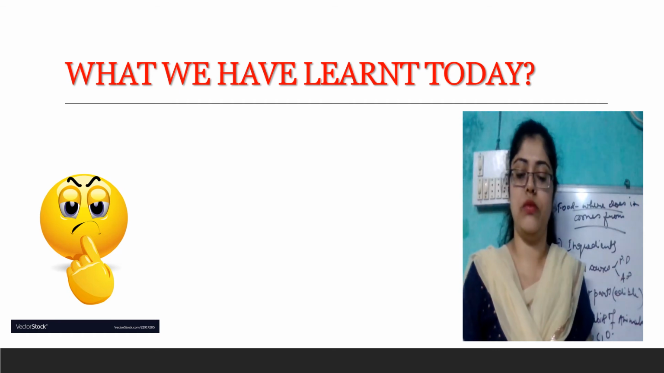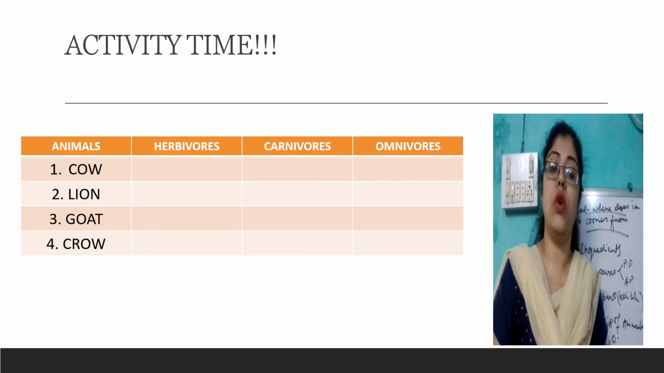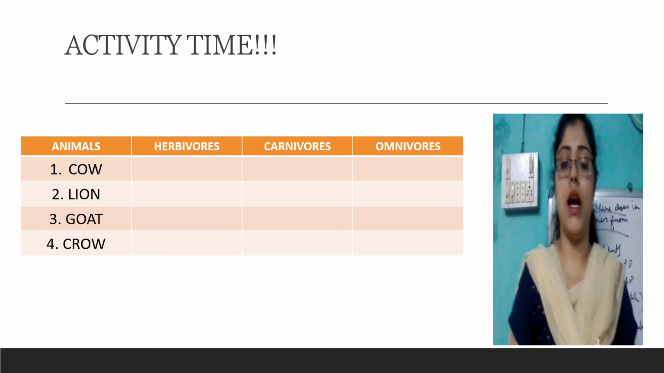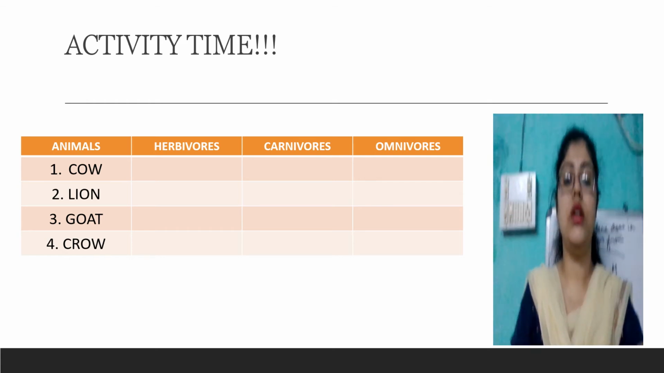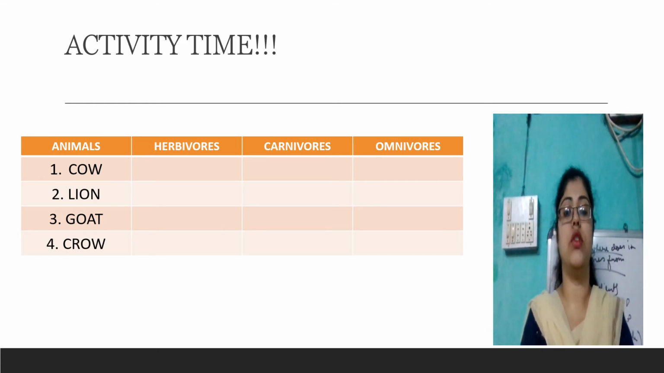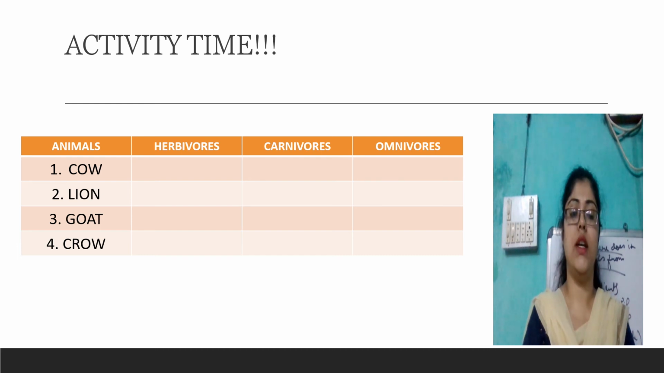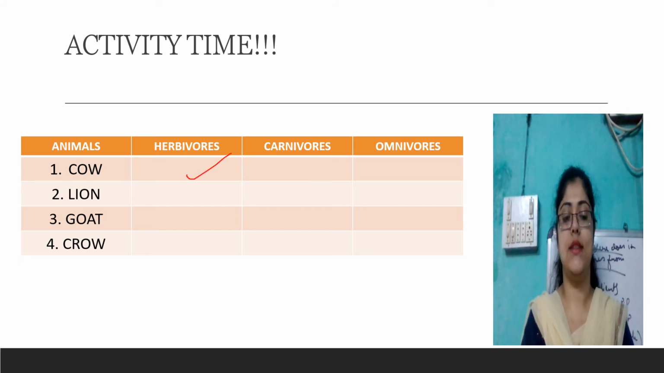So now let's move forward. There is one more activity. You have to simply mark it as herbivores, carnivores or omnivores. The first example, the name of the animal, is cow. So cow falls under what? Very good class, herbivores. Lion, very good, carnivores. Goat, yes very good, again herbivores. And crow we have discussed, it falls under the omnivores.